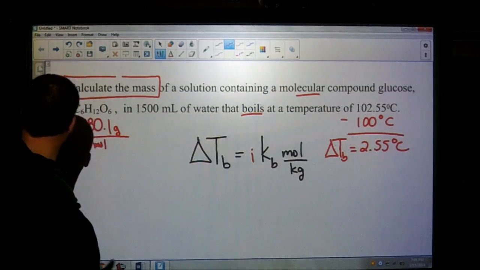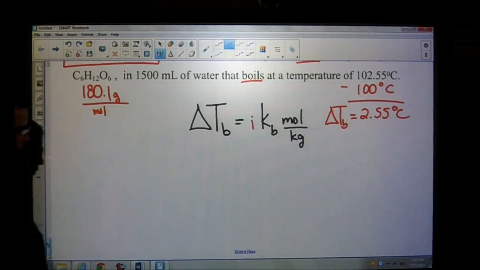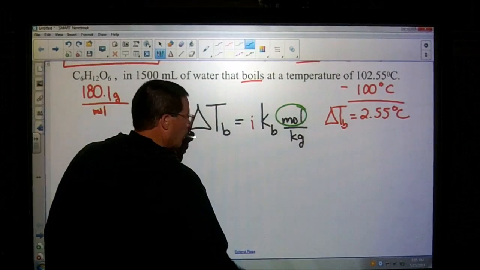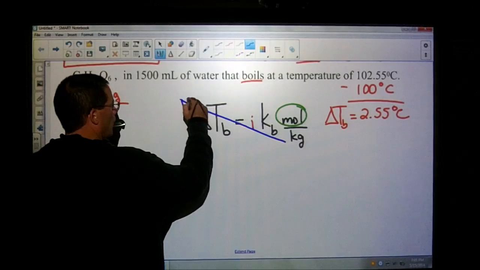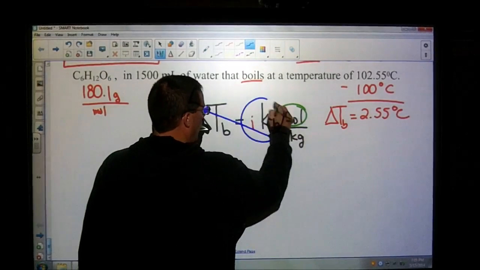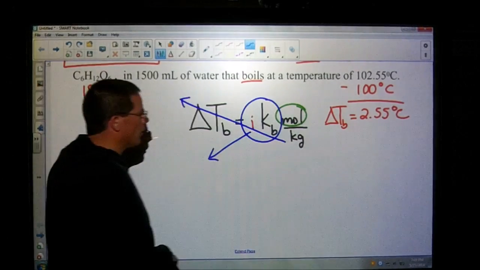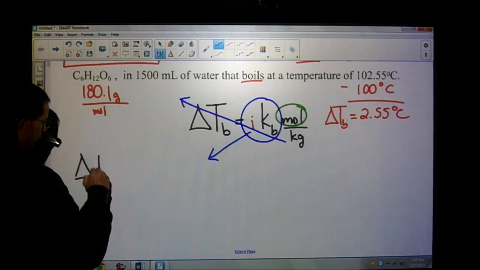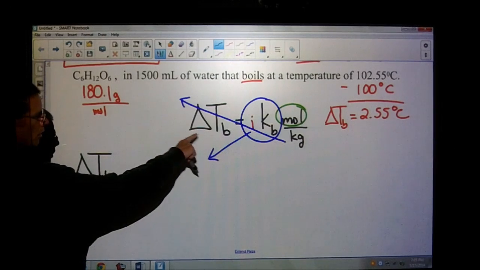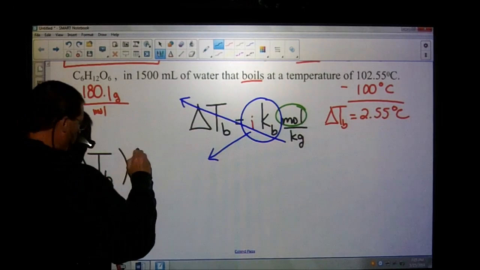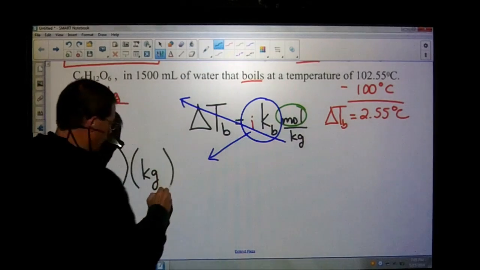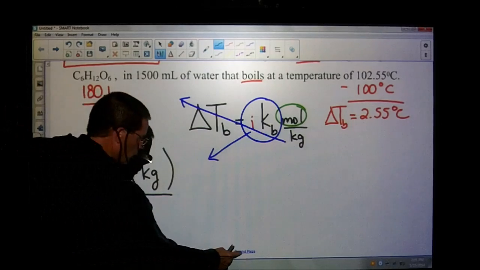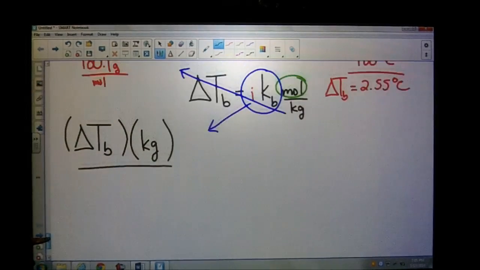Let's get busy. So let's rearrange first of all. We're looking for the moles, which means that kilograms needs to be multiplied on both sides, and these guys need to be divided on both sides. So now the equation looks like this. Delta T sub B stays where it's at. It's not changing. We're also going to multiply that times the kilograms. Now, at first you're looking at that going, what's going on? Let your units talk to you. I'm telling you, if you let your units talk to you, it's going to keep you out of trouble.